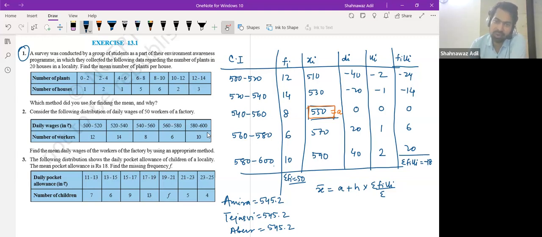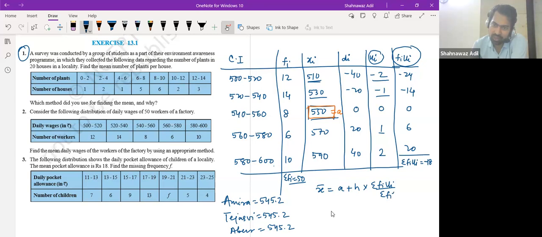Good, good. So you understood the idea of this question, right? Yes, sir. The idea is that we have to use this step deviation method, because we have reduced these bigger numbers to a mere -2, -1, 1 and 2. In this way, this method is very useful. That is the importance of this third method.